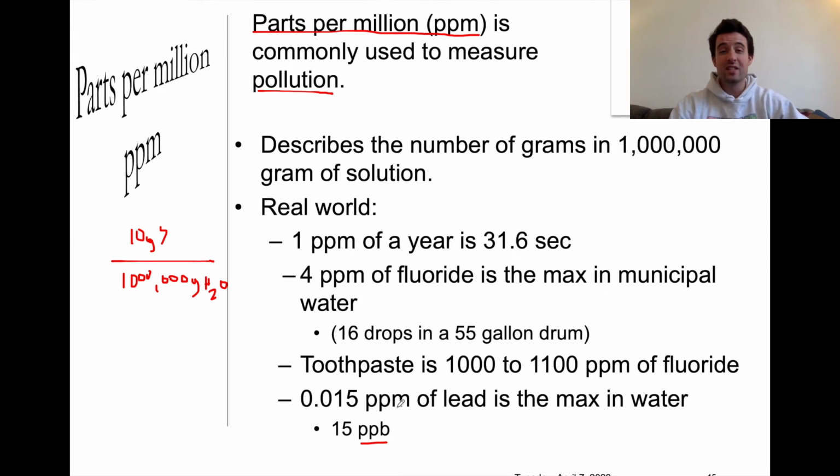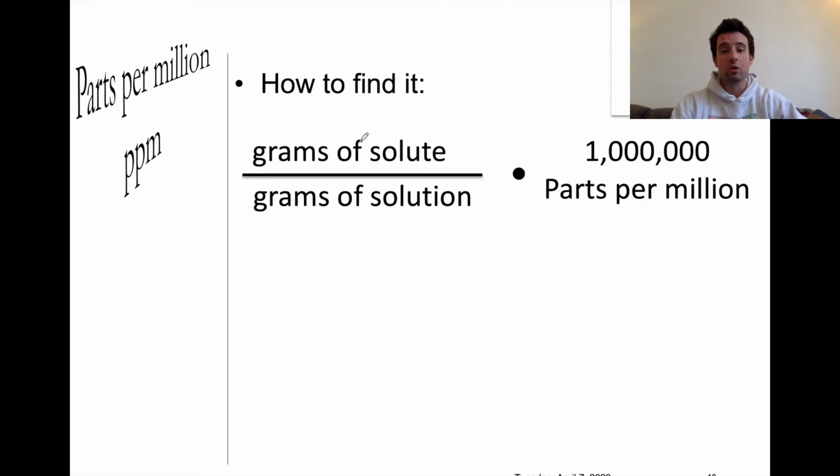Okay, let's get into the stuff that you actually need to know. Let's get into the formulas. So here's how you find the numbers. You're going to take your grams of solute divided by your grams of solution. Your grams of solute will usually be your pollutant, like your lead, your sulfur, your fluoride. And then your grams of solution will be something like rock, air, water, whatever the entire thing is. Once you divide grams by grams, you're going to take whatever number that is and multiply it by 1 million. And then the units are PPM, parts per million.